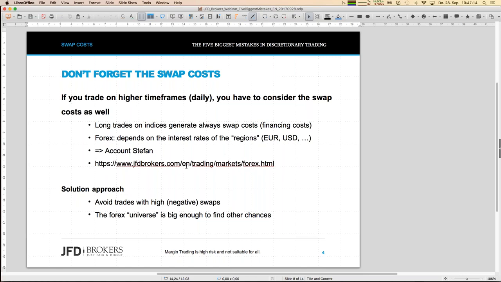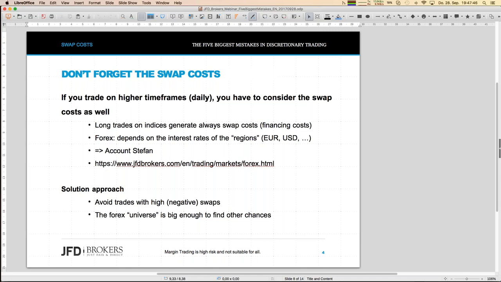Generally speaking, long trades on indices always generate swap costs. And if we once again had higher interest rates, then we would finally reach the state where, if you enter a short trade on an index, you will even gain swap, so you will earn money by entering the trade. But right now we are not at that level.